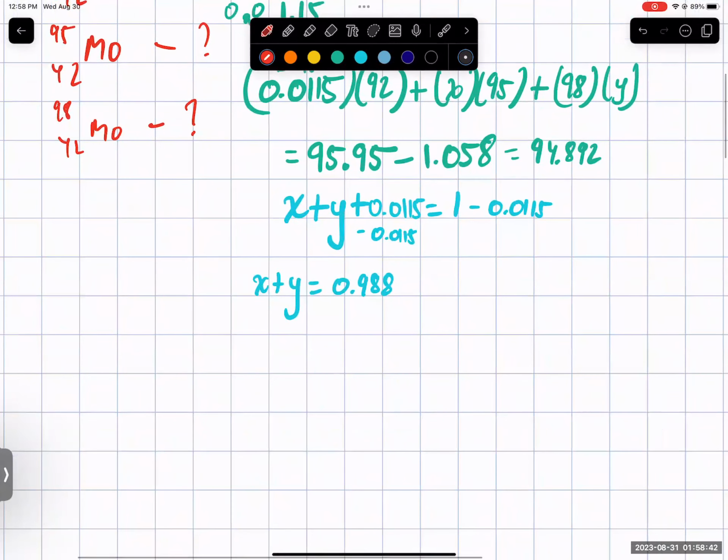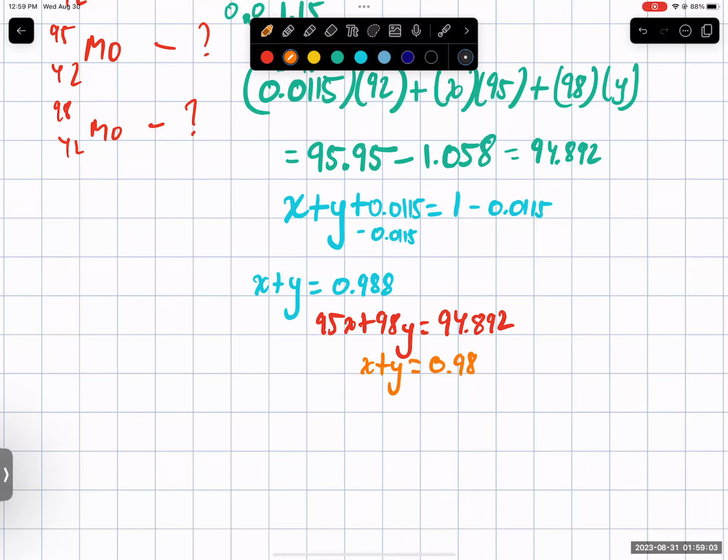All right. Now let's combine both of our equations. So what we have so far is 95x plus 98y equals 94.98, or sorry, 892. And then we have on the bottom here, x plus y equals 0.988.